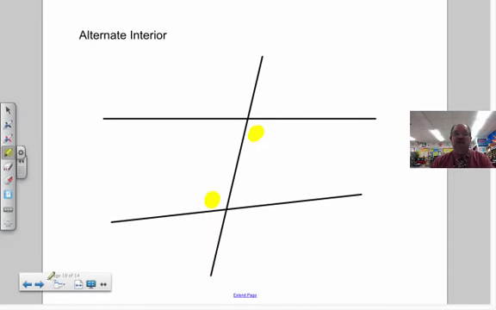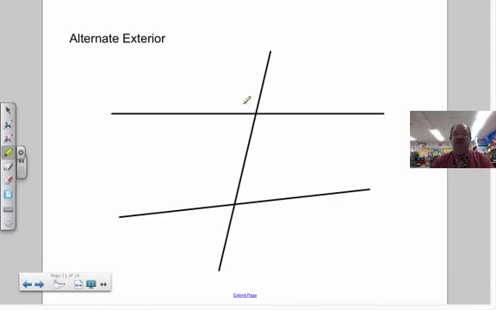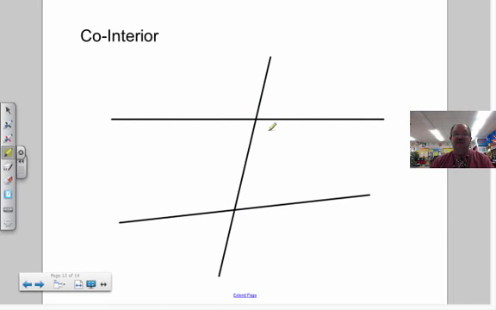Okay, alternate exterior, you might be able to figure out. They're on the outside of my two lines and they're on opposite sides of the transversal. That makes them alternate exterior angles. Co-interior, they're interior and they're on the same side of the transversal. So there's a pair of them, and there's one more pair, which would be these guys over here. Okay, so those are co-interior angles.